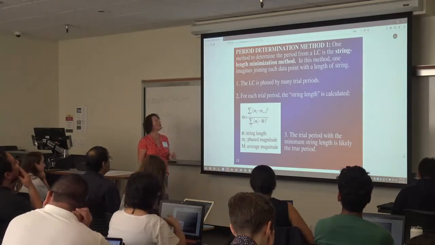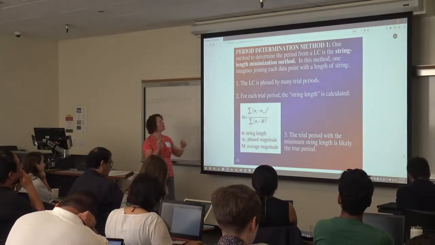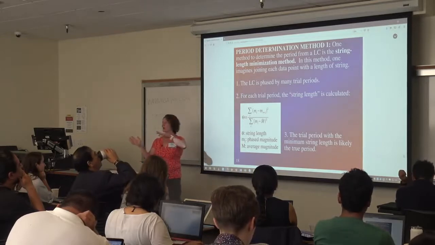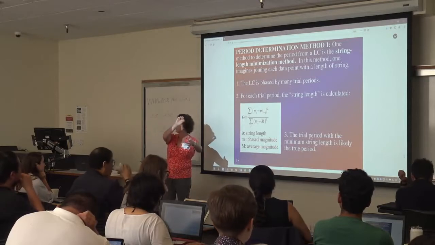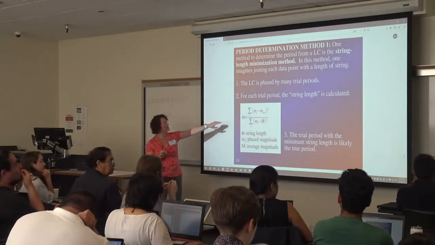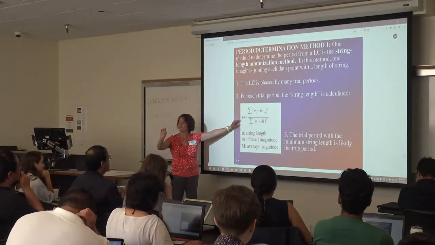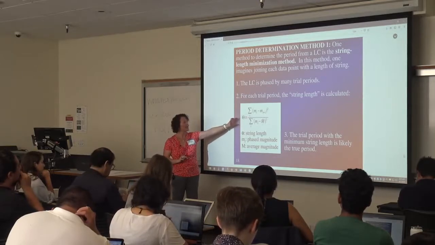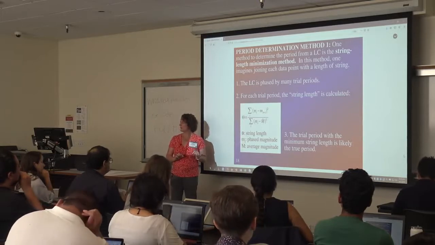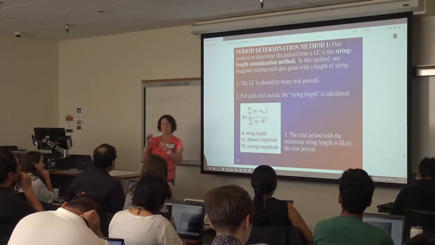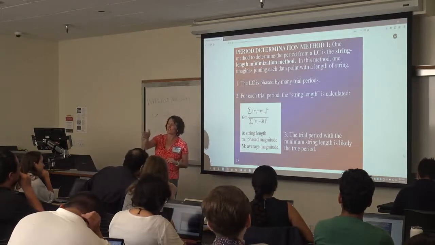So in this method, one imagines joining each of the data points with a length of string. Okay, so what you do is you phase the light curve to a trial period, and then once it's phased to the trial period, you imagine connecting all your points with a string, and then you calculate the string length. So this is just the distance between each data point, so the length of the strings, if you connected them all literally with a string. And then the trial period that has the minimum string length is likely to be the true period, because that will essentially minimize the scatter in your data points, because your string will be shorter if everything kind of follows together in a smooth curve.